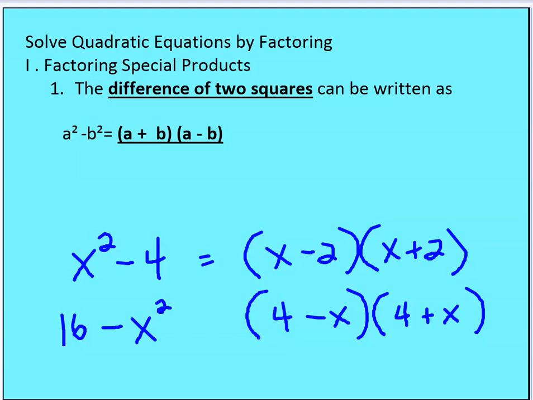I can factor that into a plus b times a minus b, or a plus 2 times a minus 2. So the factors of the perfect square would be a and b. So a plus b times a minus b. Also 16 minus x squared is a difference of two squares. The difference of two perfect squares. That's what we're looking for. This is 4 minus x times 4 plus x.